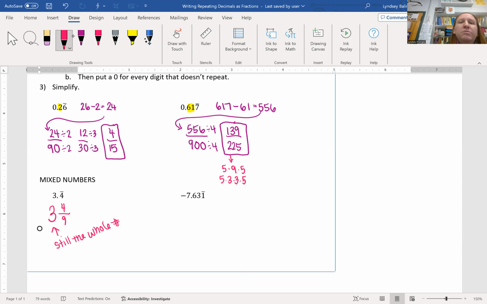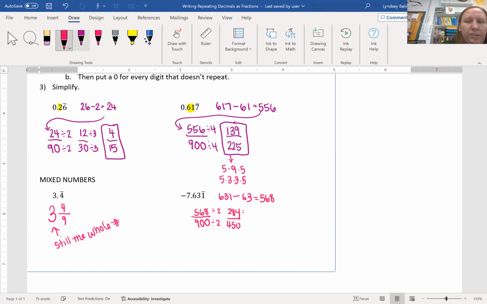For this one, we're going to do 0.631 with the 1 repeating, using that more annoying step. We're going to do the whole decimal, 631, minus the part that doesn't repeat, which is 63. We get 568. I'm ignoring that -7 for now, but we have 568 as our numerator. One digit repeats, so we have a 9. Two digits don't repeat, so we have 2 zeros. We can simplify, let's just do by 2 for now. So 568 divided by 2 is 284, and 900 divided by 2 is 450.